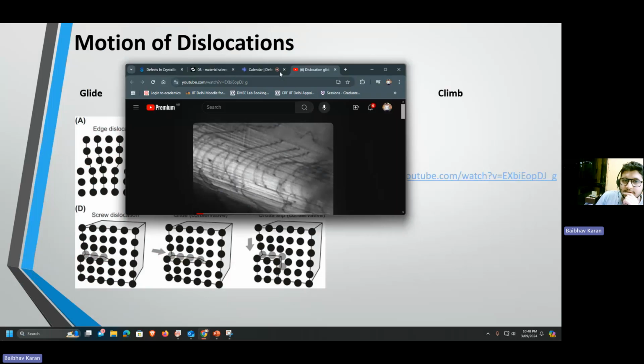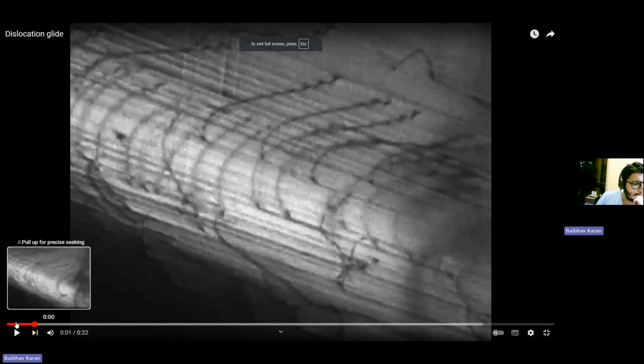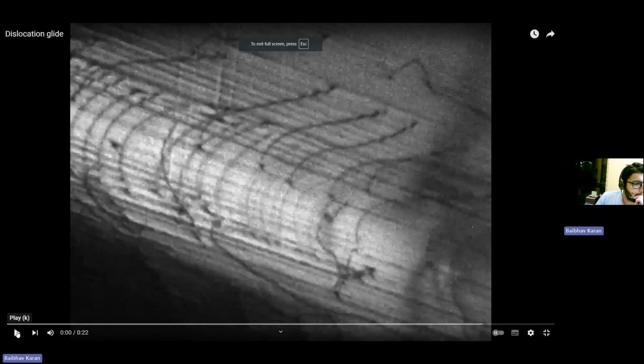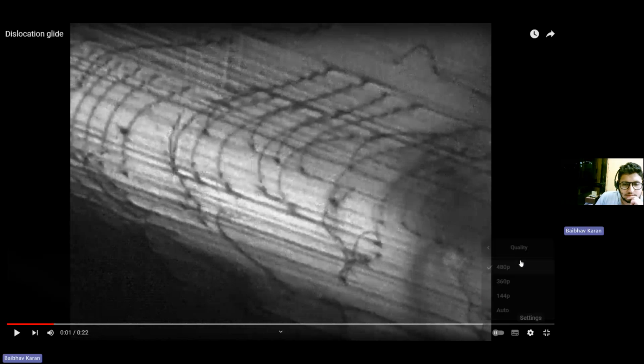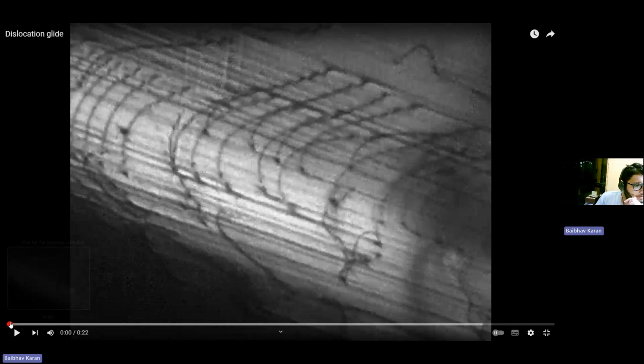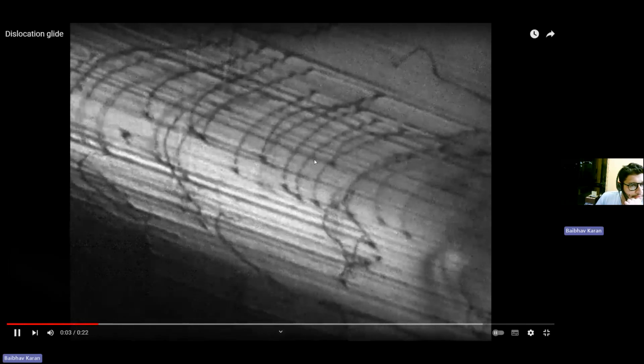Let me show you how the dislocation movement happens in case of this motion of dislocation happens. These are dislocation lines. Oh my god. Just a second. Oh, okay. Only for it is available. Okay. See, these are the dislocations.